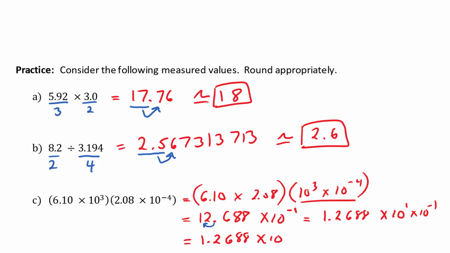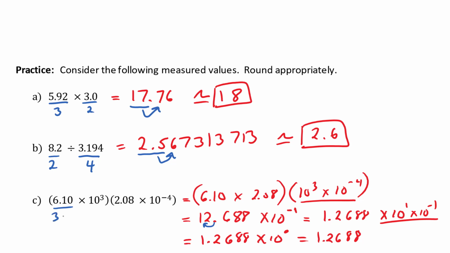1.2688 times 10. Combine those. 1 plus minus 1 is 0. 10 to the 0 is just 1. 1.2688. Now we're at the final answer. Now we round. Let's examine here.